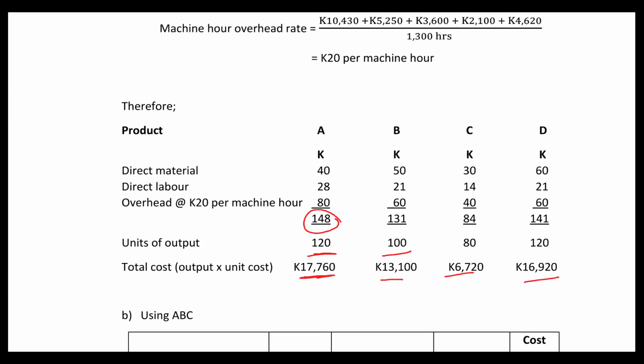But now we want to use ABC costing. How do you know the total costs for A, for B, for C, and for D using ABC costing? That's the process. Is there any question? We haven't really started looking at it. I was just giving you the background to that.